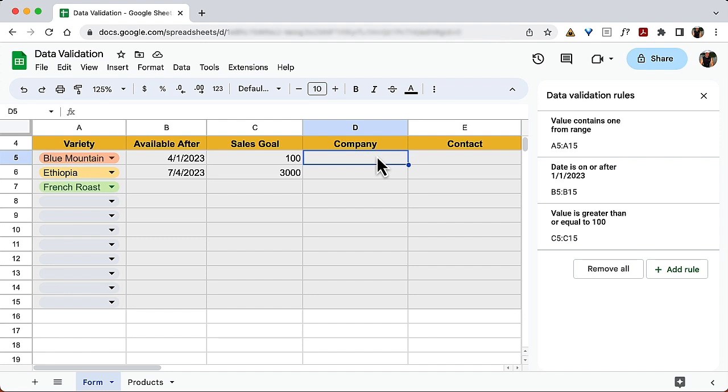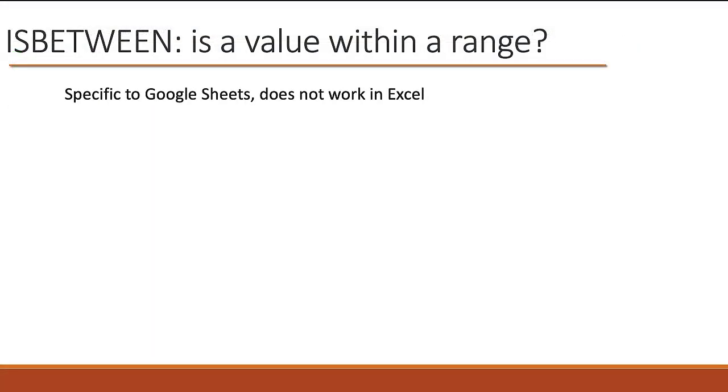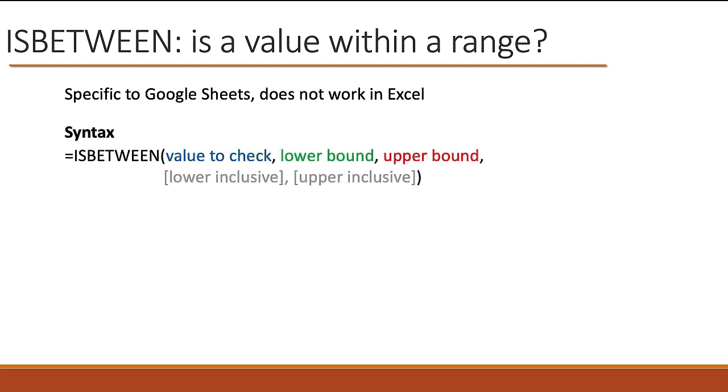Now before we do any of this, let's see how all these functions work. So the ISBETWEEN function, as I said a moment ago, is specific to Google Sheets. There is no such function in Excel. And the syntax is, we say equals ISBETWEEN, and then we have 3 required arguments. The first is the value that we're checking. Second is what's the lowest number that's okay. Third argument is what's the highest number that's okay.